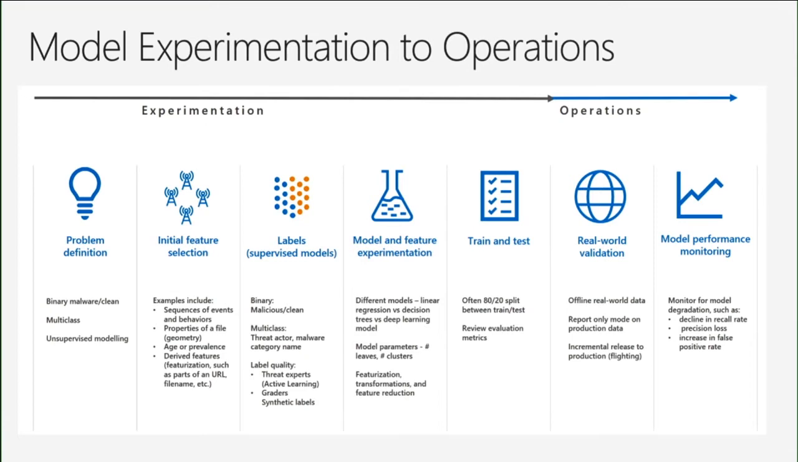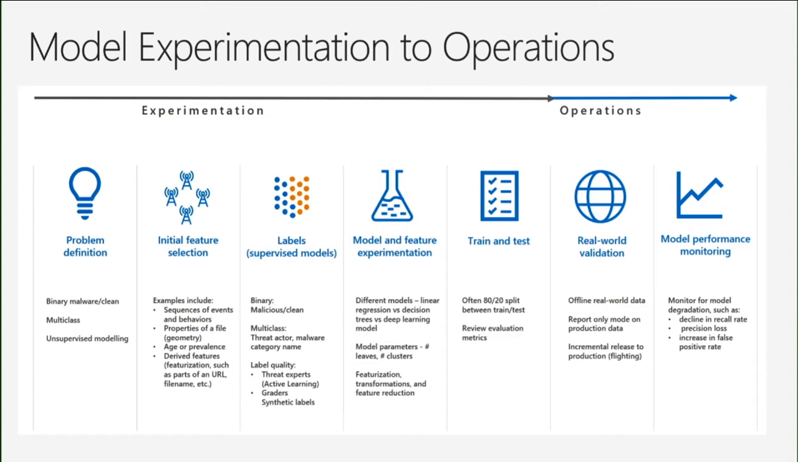We have a couple different methods of doing this. We can test our real-world data offline. We can also ship our models so that they are alert-only and not blocking. We can also incrementally release our models in flights. We use all or some of those options depending on the type of model that we're shipping.